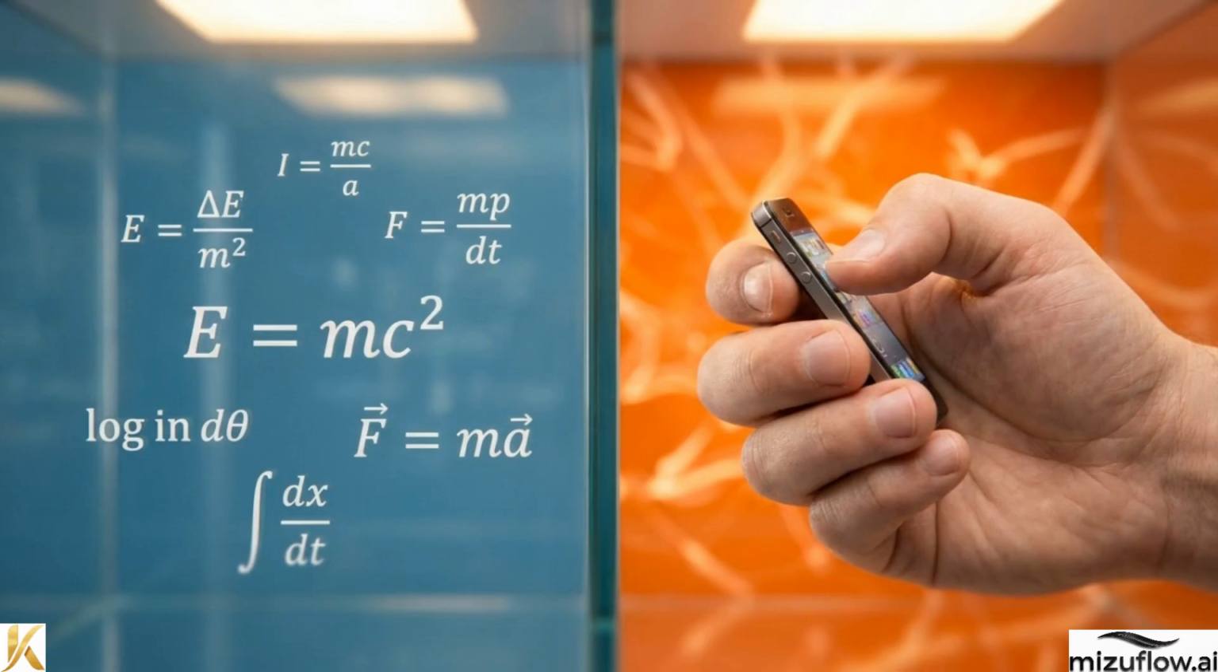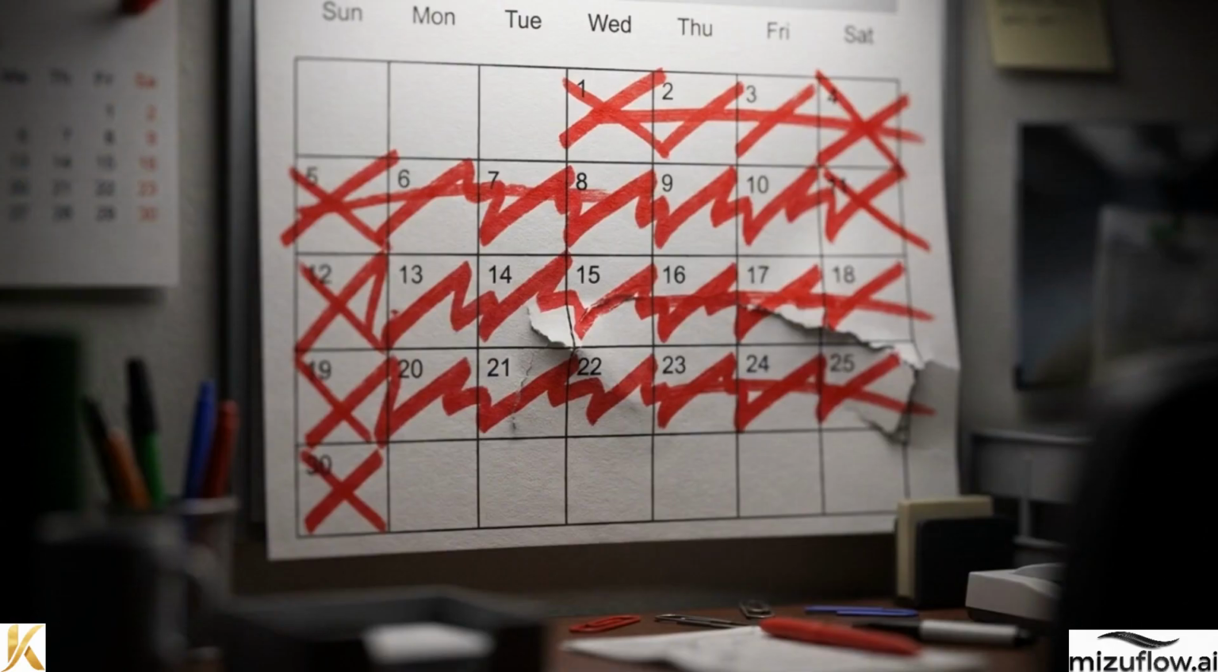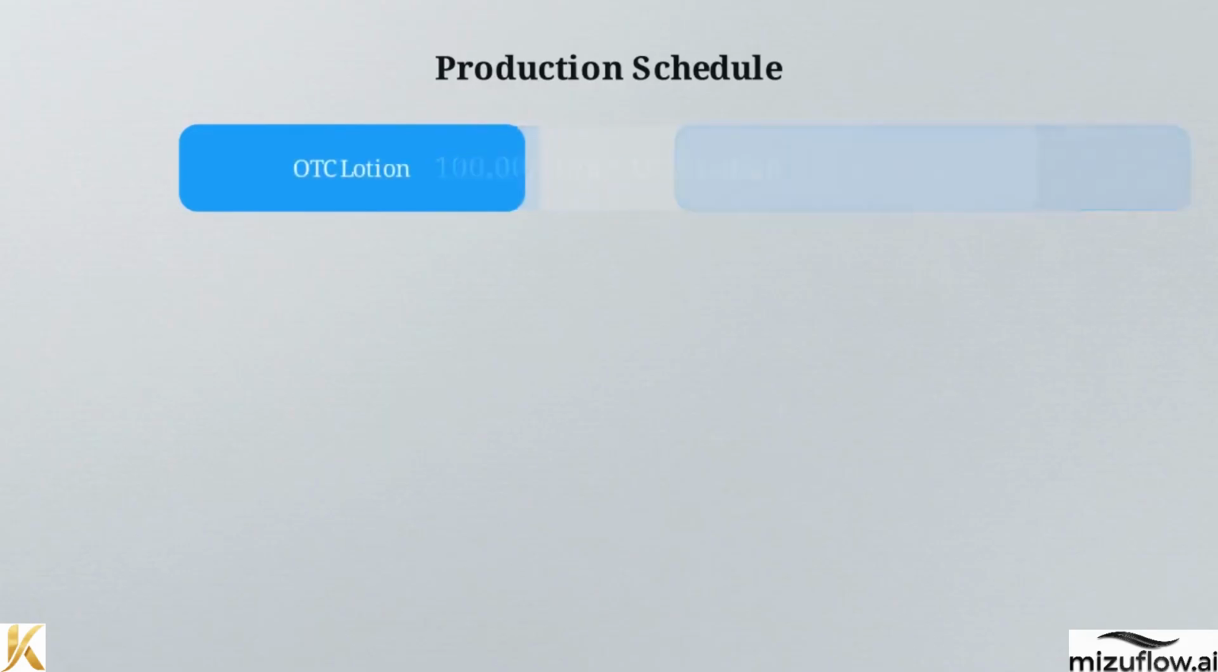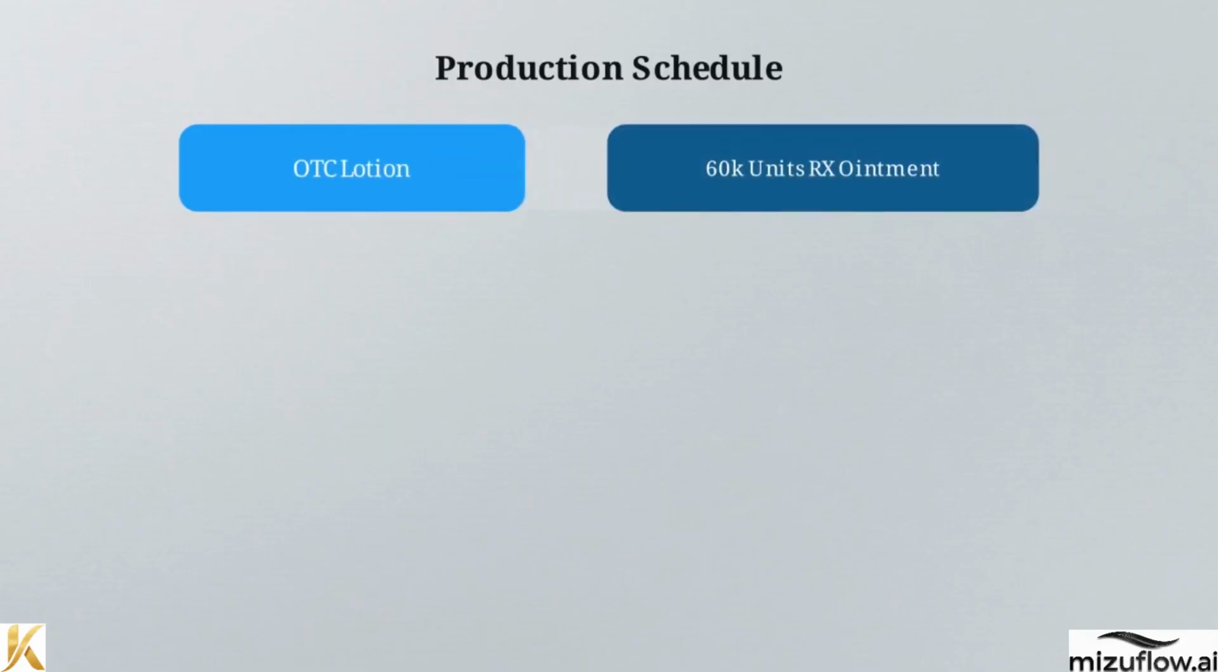Here is where the mathematical models collide with commercial reality. Clients routinely demand short-notice schedule flexibility, which severely impacts a make-to-ship facility operating with low inventory buffers. Consider an original production schedule built around a run of 100,000 over-the-counter lotion bottles. Midway through the week, the commercial team receives an urgent request and swaps the lotion for 60,000 units of a prescription ointment with a significantly slower filling speed. The physical friction of this switch is immediate.